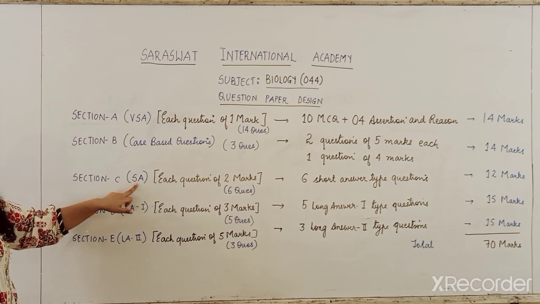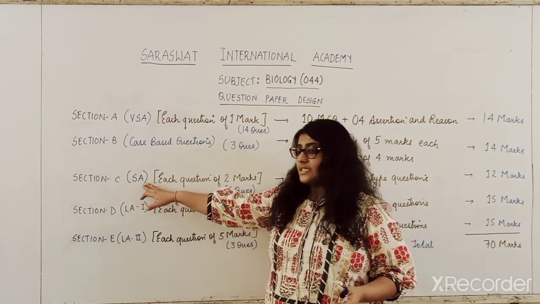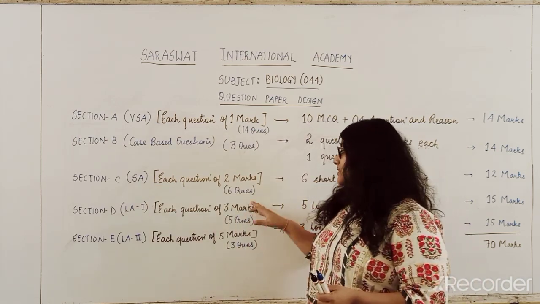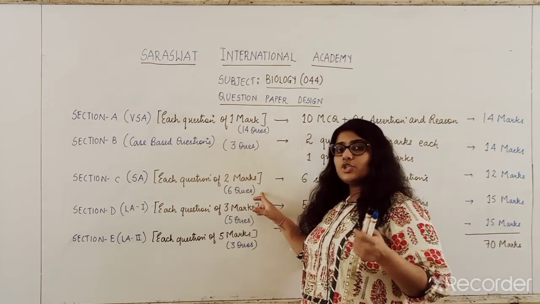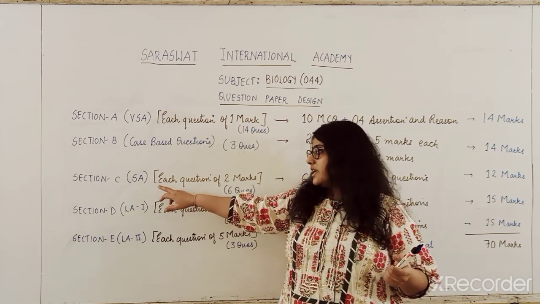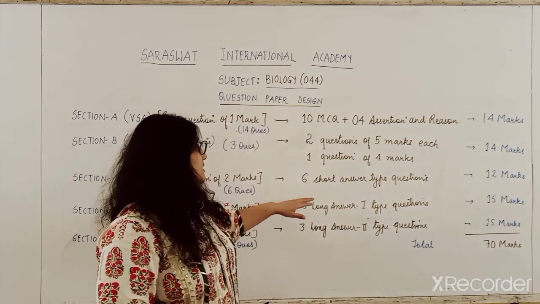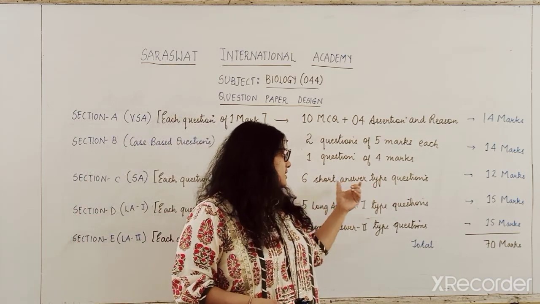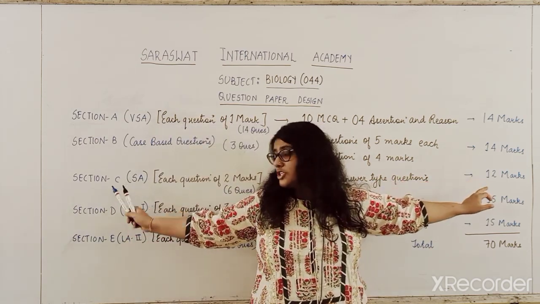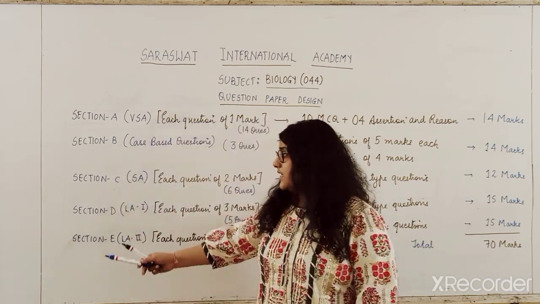Now the next one is Section C. In Section C it is written SA, which indicates short answer type questions. Here there will be a total of 6 questions, and each question is of 2 marks. So Section C is short answer type questions of 2 marks each, and the total for this section is 12 marks.